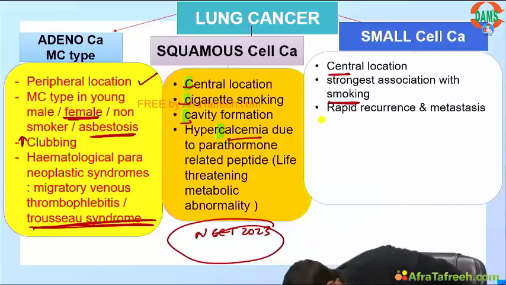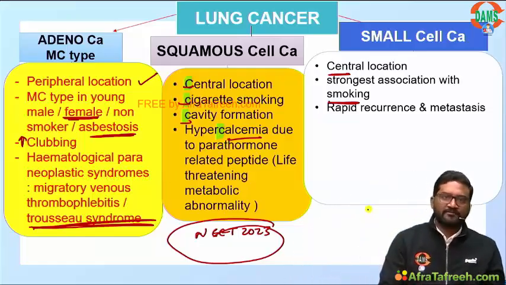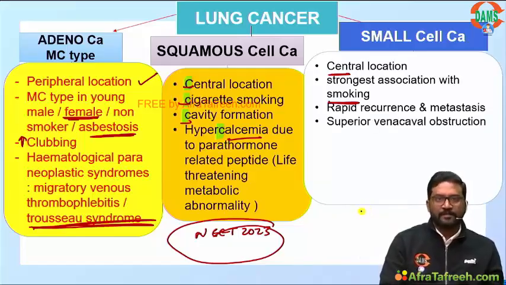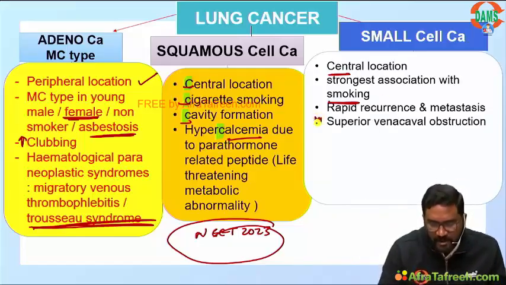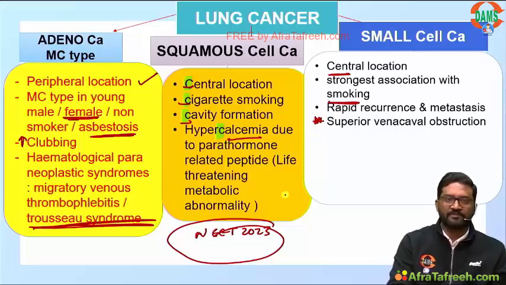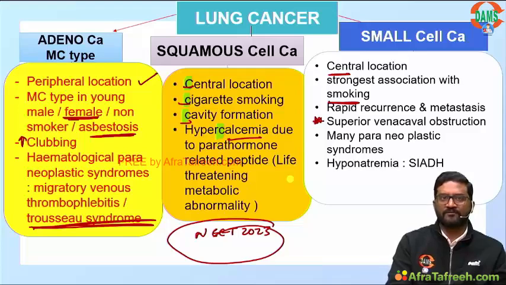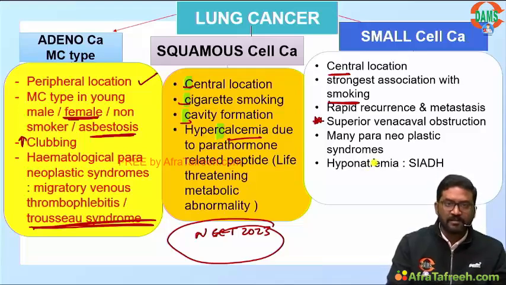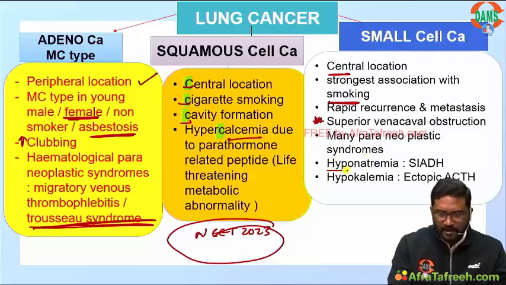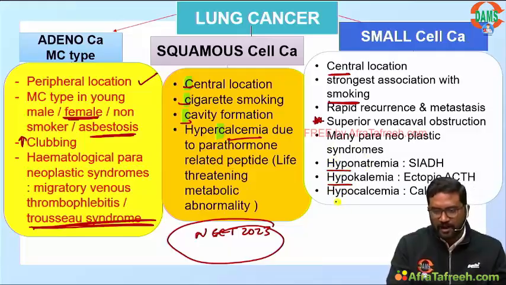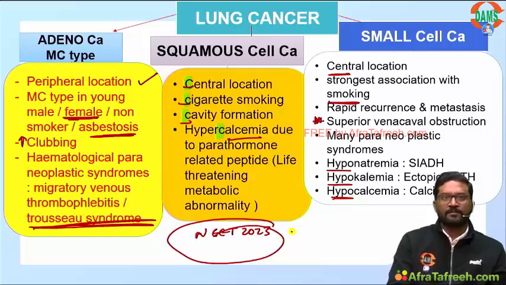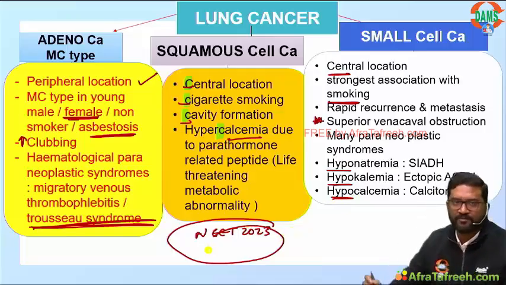Okay. So rapid recurrence and metastasis. Then it is highest associated with superior vena cava obstruction. Then there are so many paraneoplastic syndromes associated. The unique selling point, the USP, of small cell carcinoma in exam questions is paraneoplastic syndromes. So there is hyponatremia, hypokalemia, hypocalcemia. All these hypos are caused by small cell.